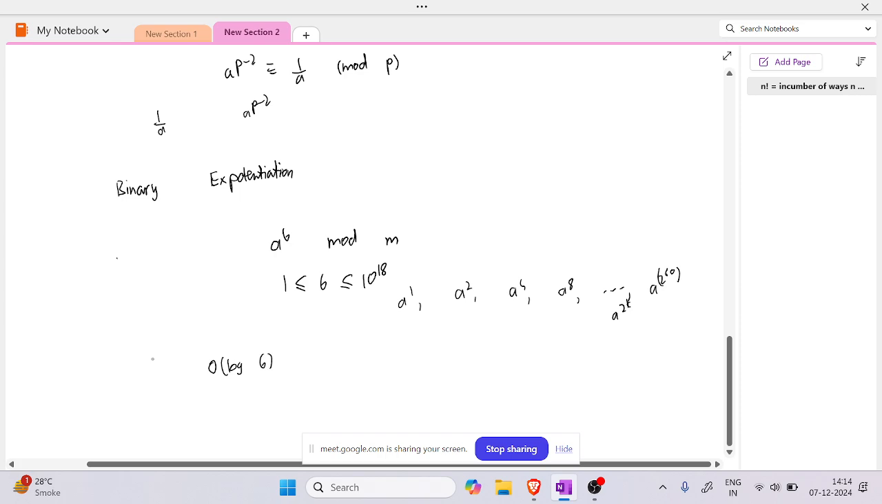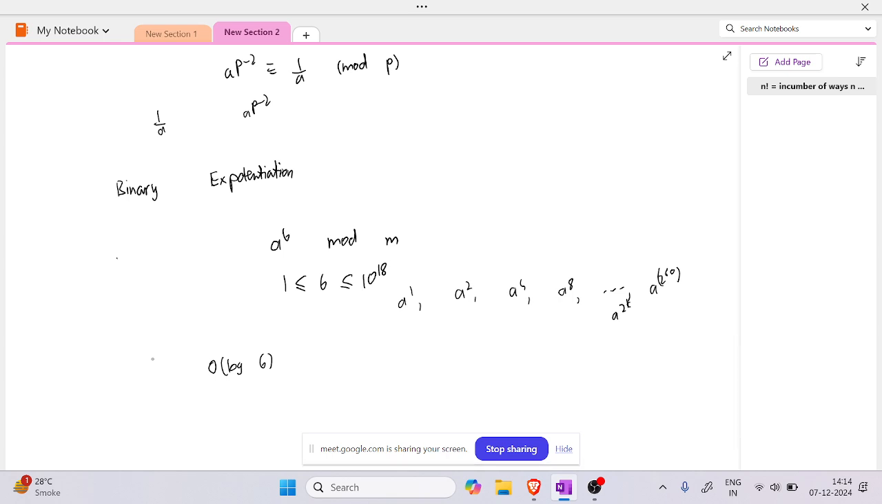This is really fast for most competitive programming contexts, where p is usually 10 to the 9 plus 7 or 998244353. So basically, a to the p minus 2 you can evaluate. This was how to divide by something modulo a prime number in a competitive programming context.